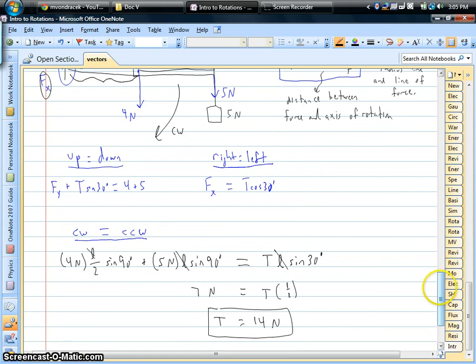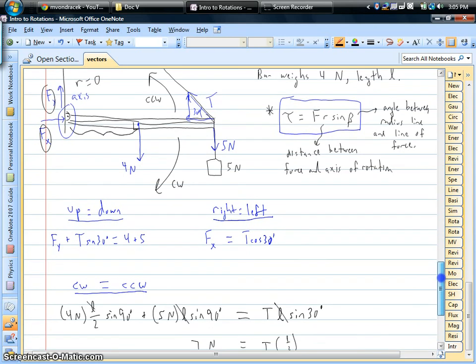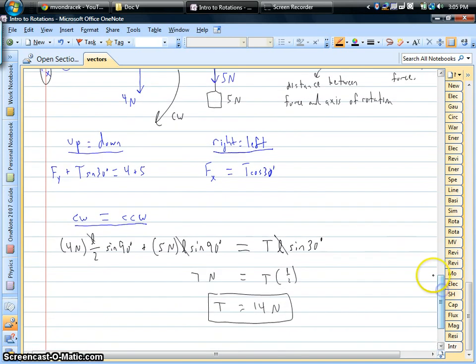Sometimes, however, if we had to find the forces over at the hinge, we could do that now. We could take the 14 newtons and substitute it into the two force equations, and solve for the other two unknowns, which are the Fx and the Fy. I'm not going to do that here. I'll let you do that if you want to practice, but that would be the strategy.